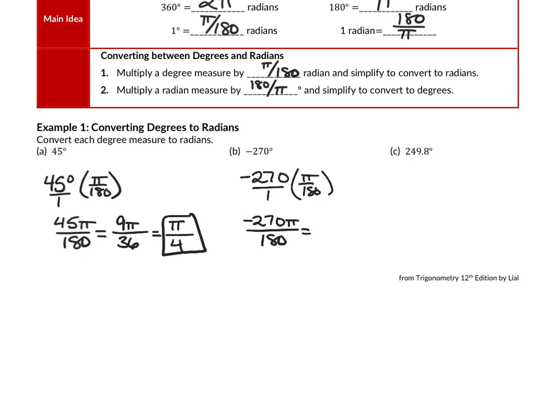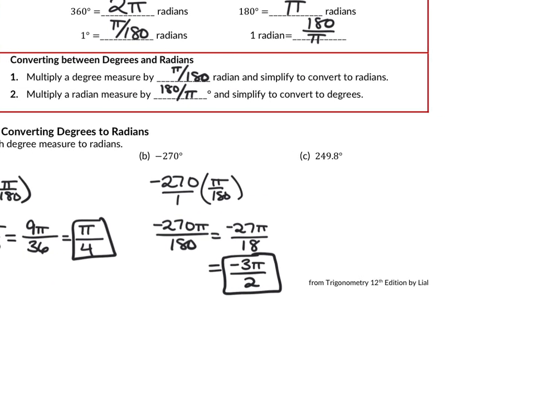I noticed first that the top and bottom both have an extra 0 on them, so I'm going to take that down to negative 27 over 18. Ooh, and both those numbers are also divisible by 9. Negative 27 divided by 9 is negative 3, and 18 divided by 9 is 2. So negative 270 degrees is negative 3 pi over 2 radians.